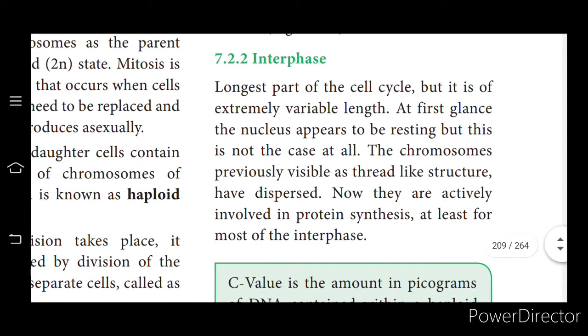Interphase is the longest part of the cell cycle. The nucleus appears to be resting, but it is not the case.